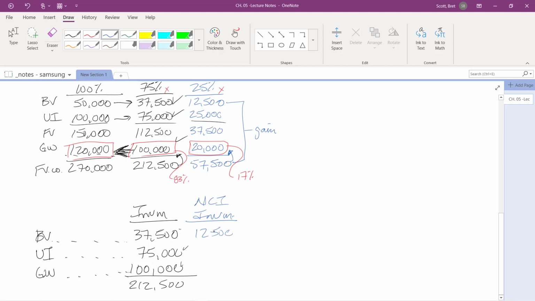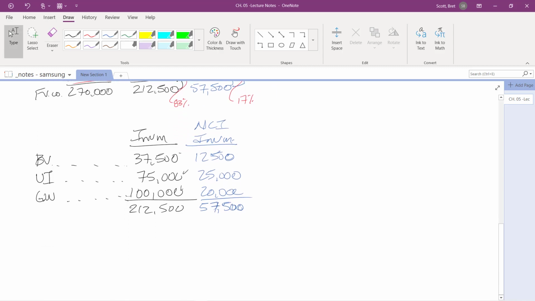12,500 is NCI's portion of the book value. They get 25,000 worth of UI, and the 20 million other portion there. We sum those up, which gets us to 57,500. That's how they determine their fair value of the 25%. Our fair value, the 212,000, is based on what we paid for our 75%. The 57,500 is based on whatever the stock price is. So these are kind of independent valuations. I want to make sure that's clear as we go forward here.